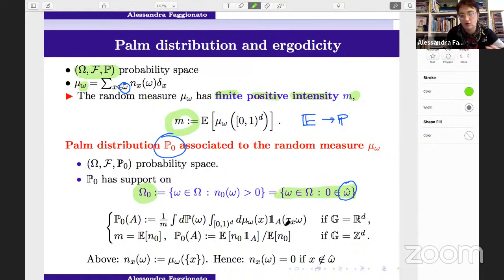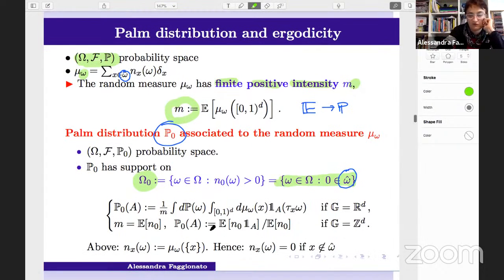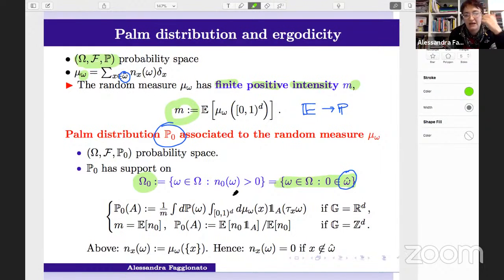Okay, I gave it for completeness, but it's not essential for what follows to keep this formula in mind. In the case that G is equal to Z^d, as for the random walk on the supercritical percolation cluster, the Palm distribution is much simpler; in the end I reduce it to something much simpler. In particular, the intensity, as you can see, of mu omega is defined here simply as the expected value of N0, the weight given to the origin by the reversible measure.